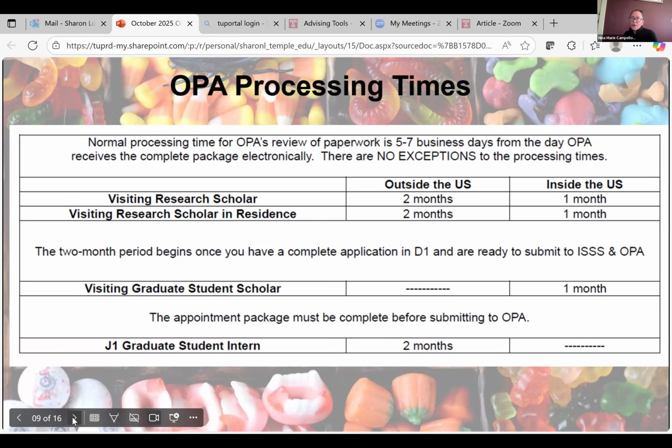Also note that my office and ISSS, meaning Gabriella and Sharon, we do not determine the start date. You're determining the start date based on our processing times. Does that make sense? So if you have someone that's coming, we're not advising on the start date. You're just making sure that you are following our processing times.